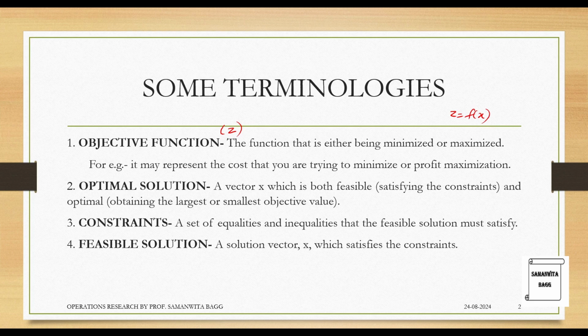Constraints: a set of equalities and inequalities that the feasible solution must satisfy. So you will have certain equations given. For example, you may have equations like 3x1 plus 5x2 less than or equal to 10, or you may have 4x1 plus 7x2 greater than or equal to 15, something like this. So these are inequalities. Or if you have something like this, this is an equality because you have an equal to sign.